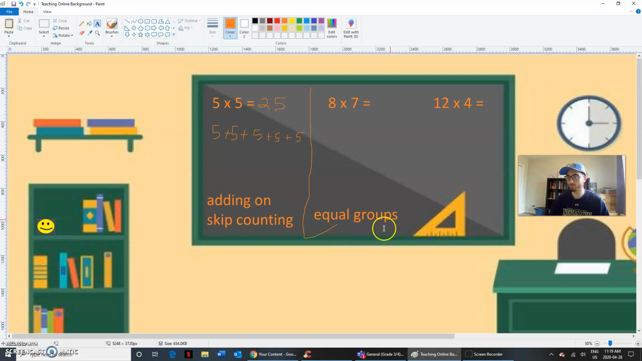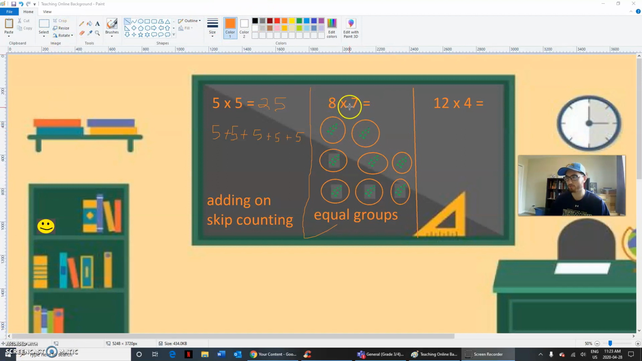This one was equal groups. So 8 times 7: if I make 8 groups, we've got one group, two groups, three, four, five, six, seven, 8 groups. In each group we have 7 items. So all of them have 7, so we can count up by 7: 7, 14, 21, 28, 35, all the way up, or we can count each one separately.